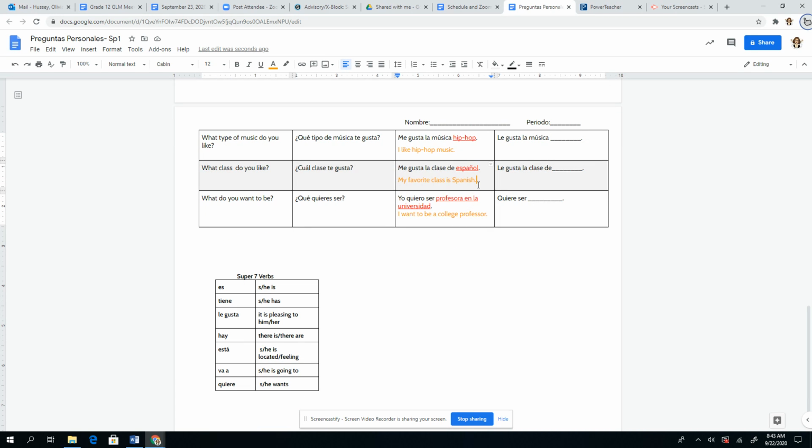For your favorite class, I know that you guys are all going to write that your favorite class is Spanish, so you can just copy this sentence. In Spanish, we would say me gusta la clase de español.